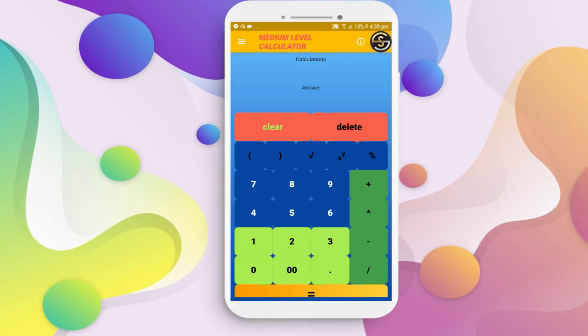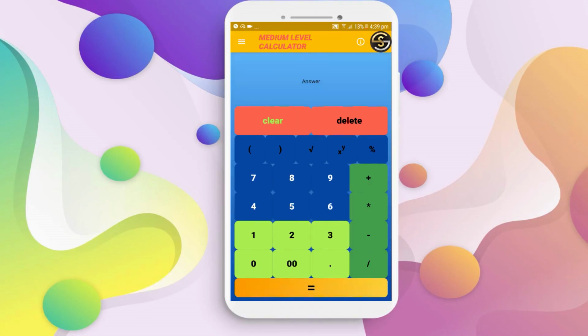If you go to the medium level calculator, you can see that all of the features of the simple level calculator, along with the brackets, root operation, power operation and percentage operation, are provided here. Whenever we use a bracket, we must always end with a bracket. I'll show you what I mean right now.